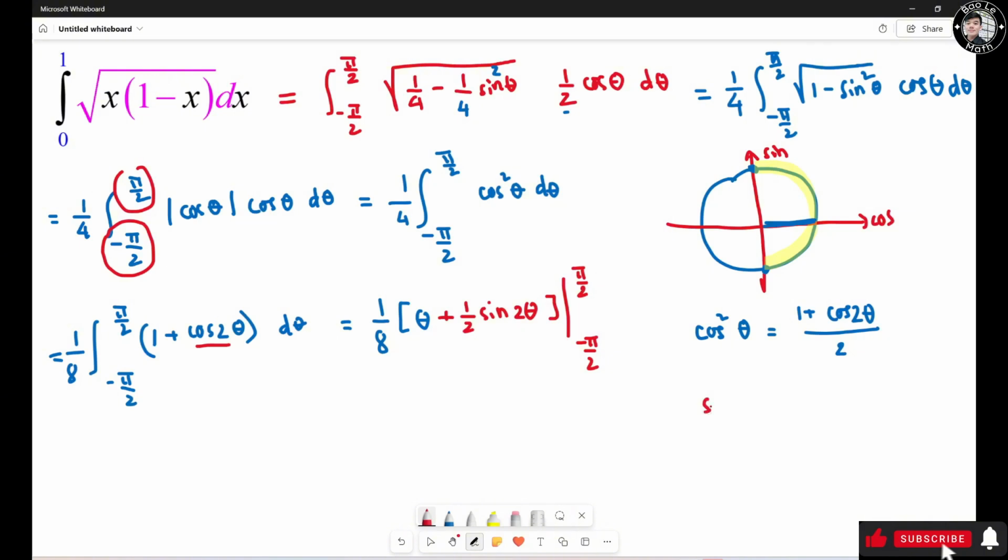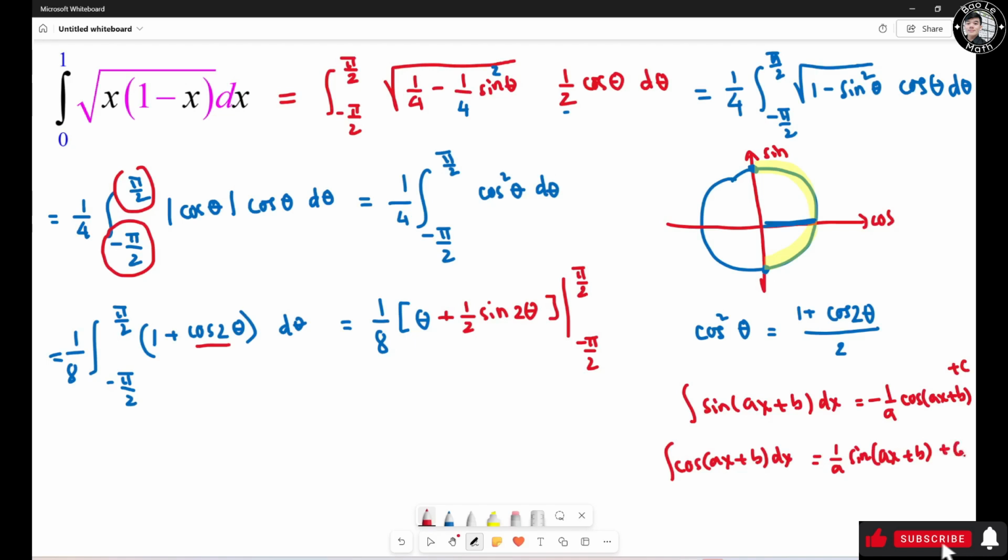Recall the integral of sine of (ax plus b) dx: when you take the antiderivative of this, it's going to be negative 1 over a cosine of (ax plus b) plus c. If you have the antiderivative of cosine of (ax plus b) dx, it turns out to be 1 over a sine of (ax plus b) plus c. So keep that in mind.